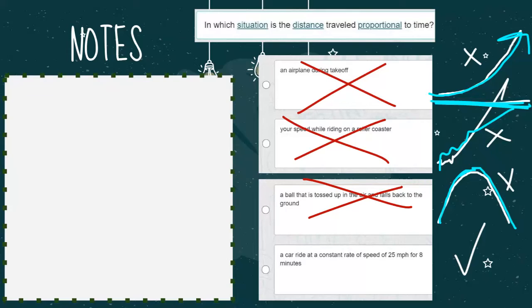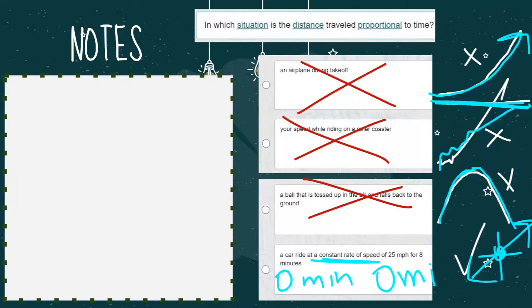A car ride at a constant rate of speed, and guys, this word right here, constant rate of speed, is super important, of 25 miles per hour for 8 minutes. Because that car is constantly going that speed, it would form a line and it would go through that origin. If I have traveled 0 minutes, then I have also traveled 0 miles. And that 0, 0 represents the origin. So this last one right here represents a proportional relationship.